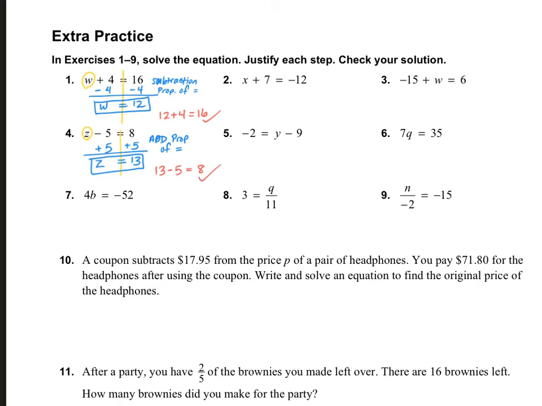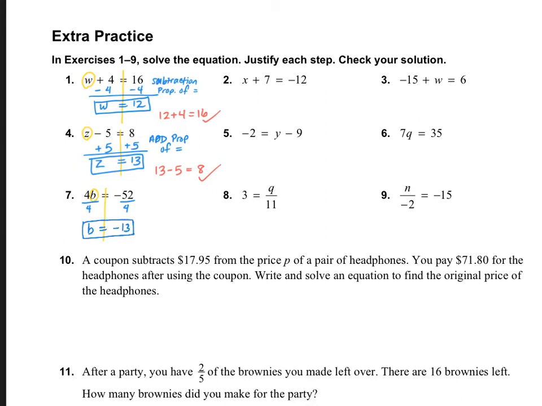On number 7, I'm going to circle my variable, draw my line, and I'm going to do the opposite of what it says. Right now, b is being multiplied by 4, so the opposite is to divide. I always suggest that you write division as a fraction because it's going to help you a lot. Fractions are so much easier than writing the division sign. So we get an answer of b is equal to negative 13.